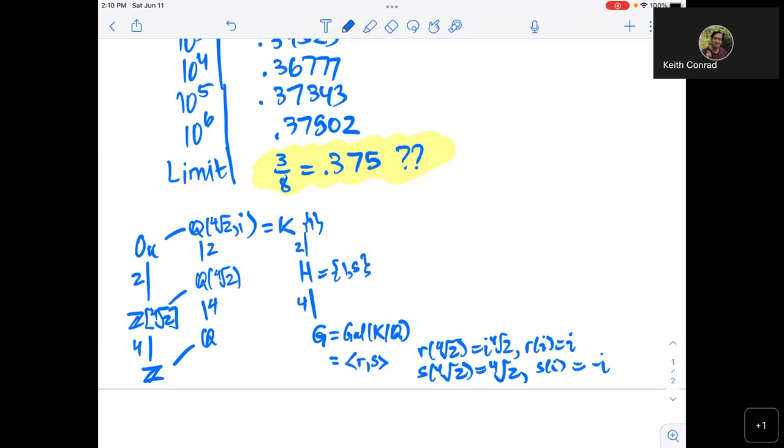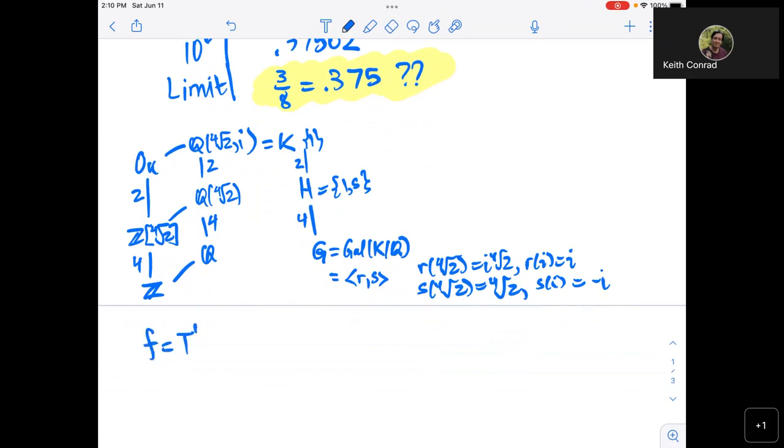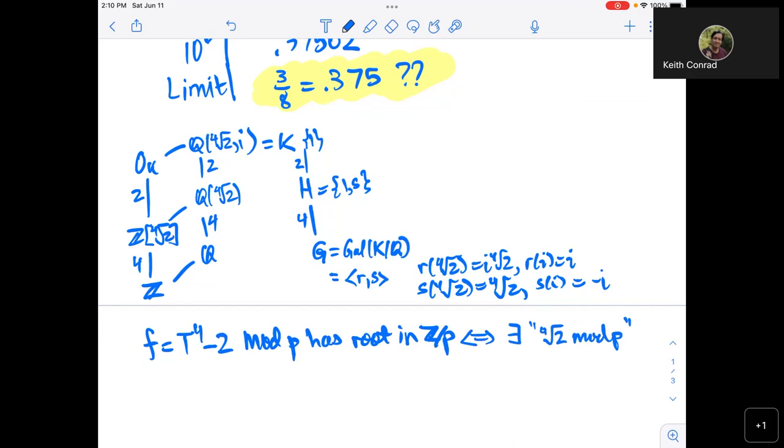All right. So when does the polynomial t to the fourth minus 2 mod p have a root? What does it mean to say this has a root in Z mod p? I want to express this in terms of Frobenius elements connected to the Galois group of K over Q. So we want there to be some kind of meaning to a fourth root of 2 mod p in the field Z mod p. How do you characterize Z mod p among finite fields of p power size? We'd want the fourth root of 2, its pth power should equal itself. That singles out the elements of Z mod p among finite fields of characteristic p.